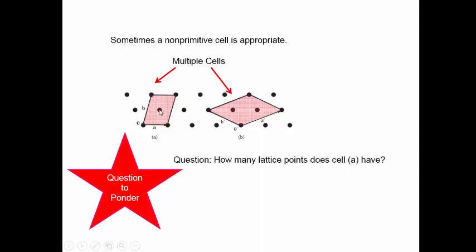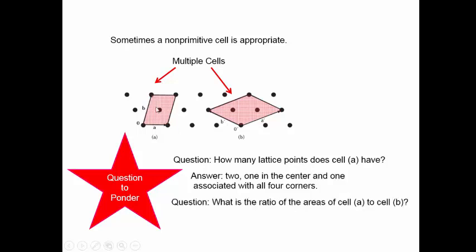The question to ponder is, how many lattice points does cell A have? Well, here's cell A. How many lattice points does it have? Well, I think you got it right. Two. One for the corners, which we showed in that animated video, and one in the center. Another question, what is the ratio of the area of cell A to cell B? You think about it. I hope you're right. The ratio is 2 to 3.